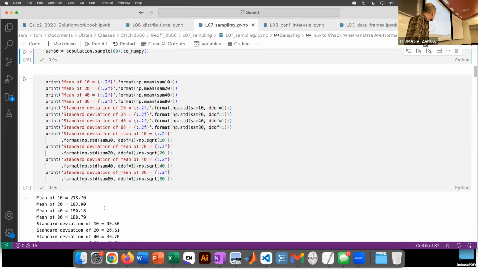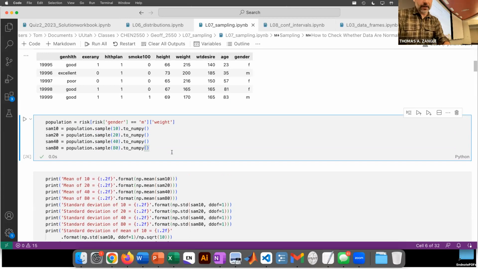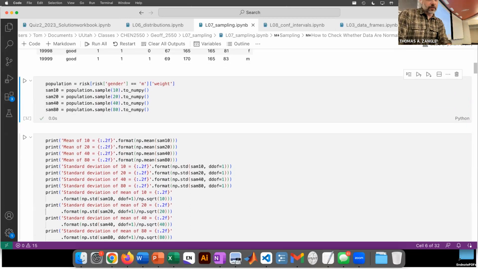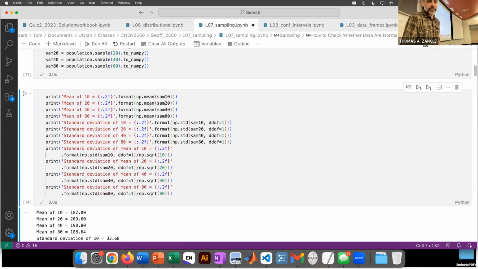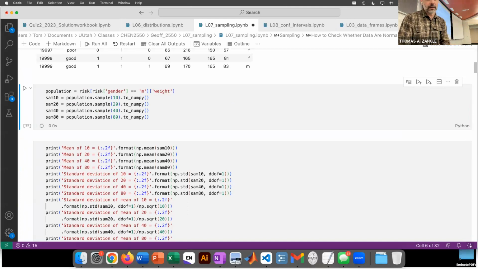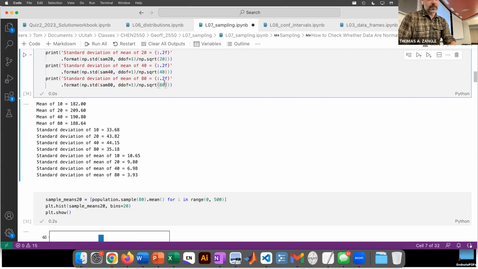We'll come back to this in a second, but you can see that if I run this code again, I just reran this cell, which is equivalent to taking another sample of 10, another sample of 20, another sample of 40, another sample of 80. Now if I run this section, you see I get different results. My mean and standard deviation are changing. I go up here and do it again, run this section, and you can see that they changed.